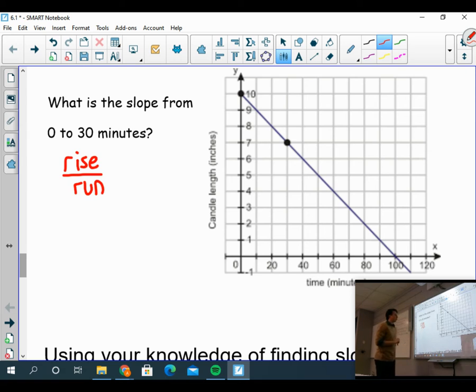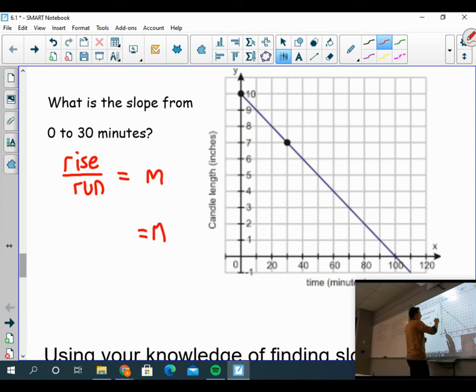We're going to use rise over run to find the slope. Again, remember, m is our mathematical variable for slope. Well, what is our rise? AKA, how much do we change vertically? AKA, how much does our dependent variable change?